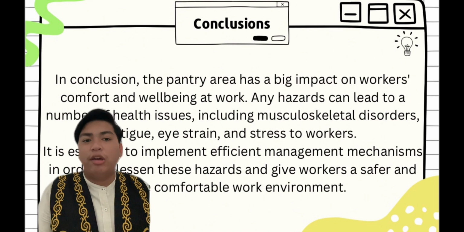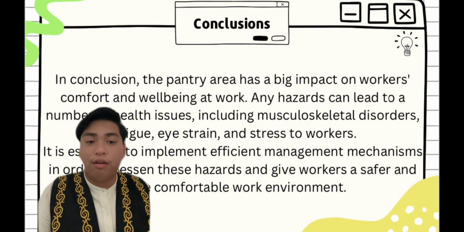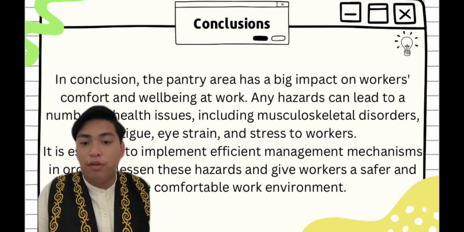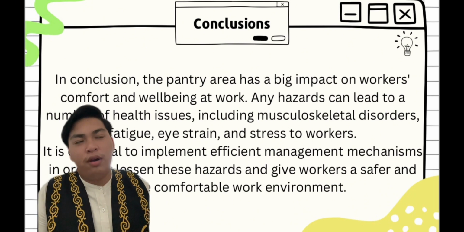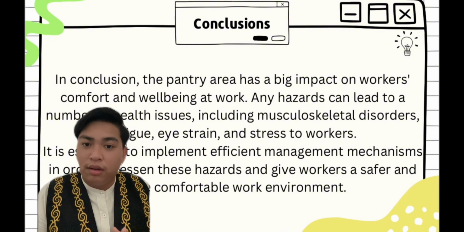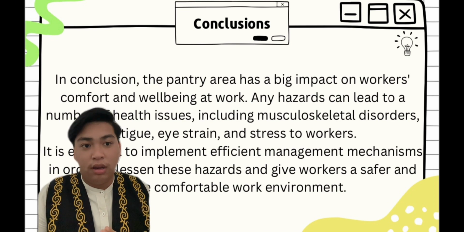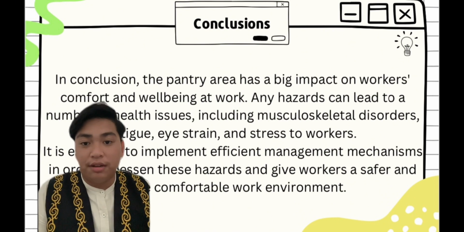It is essential to implement an efficient management mechanism in order to lessen these hazards and give workers a safer and more comfortable work environment. For example, we can take control measures including optimizing the layout, offering ergonomic seating and adjustable storage, and making sure that adequate lighting is provided.